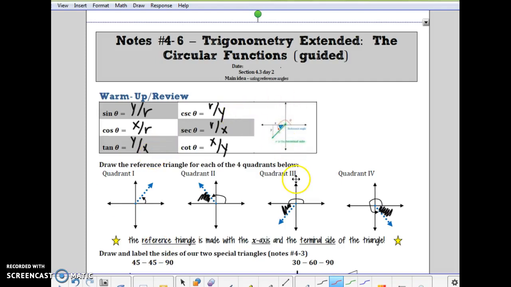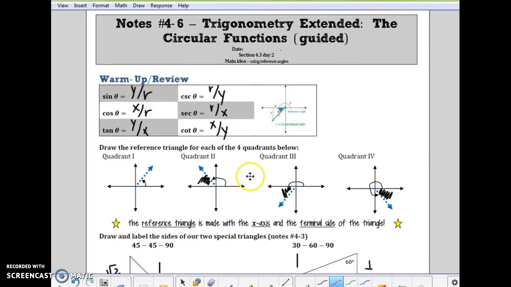Okay, so this is what you should have filled out from your warm-up. Shouldn't be anything too crazy. Just glance and make sure your answers are correct. We're going to talk about this in a moment.